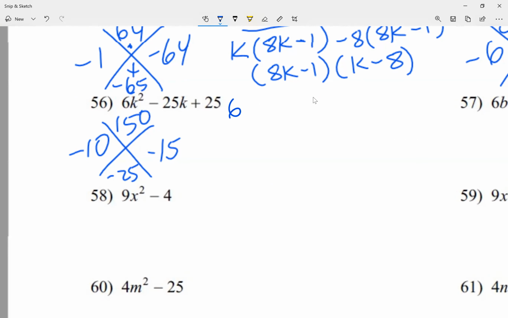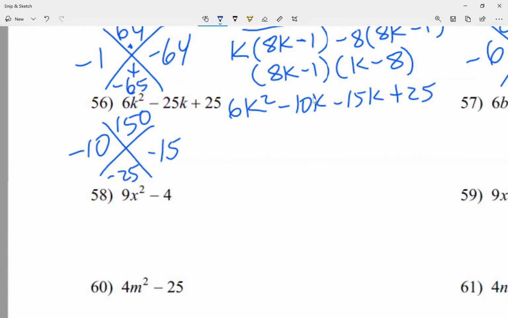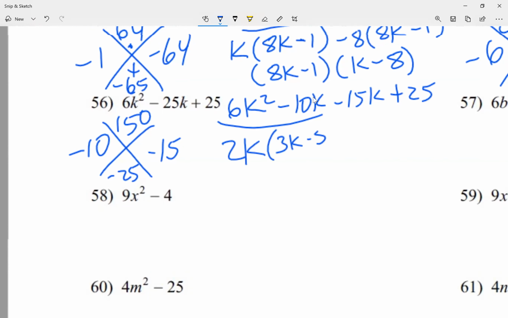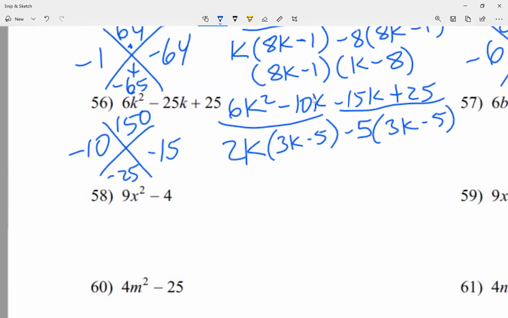So I'm going to go 6k squared minus 10k minus 15k plus 25. Looking at the first two terms, I can divide each by 2 and I can remove a k. So that gives me 3k minus 5. Looking at the last two terms, I can divide each by a negative 5. So it's going to give me 3k minus 5. And my factors are going to be 3k minus 5 and 2k minus 5.